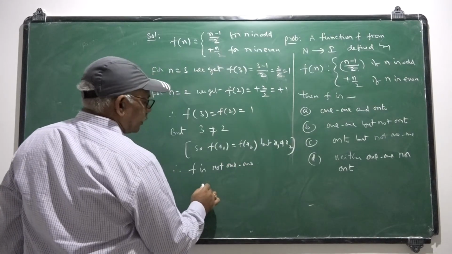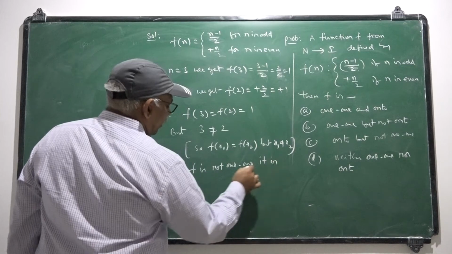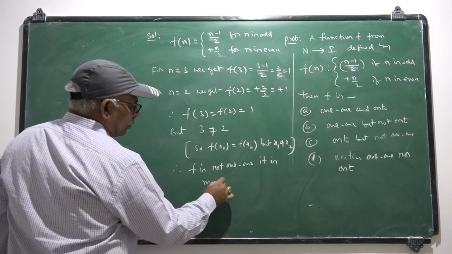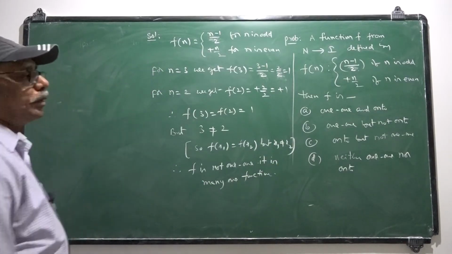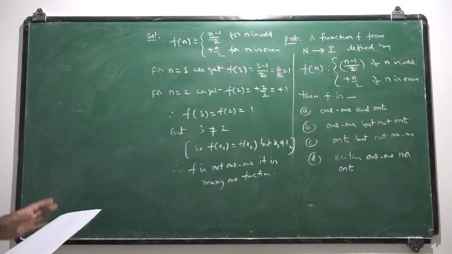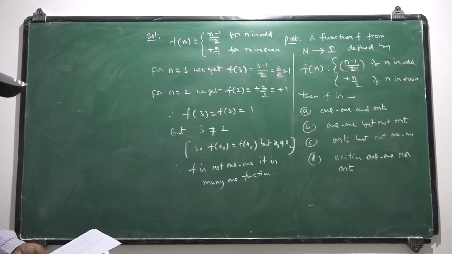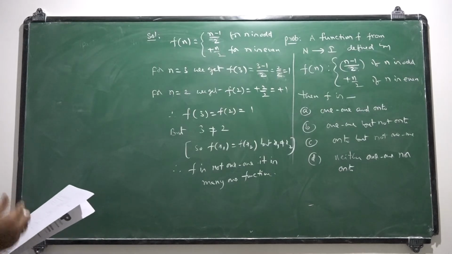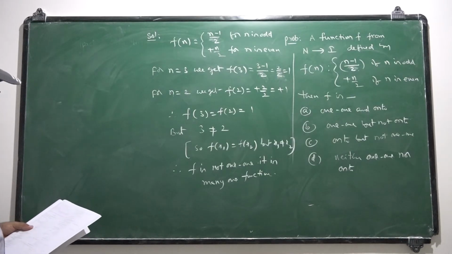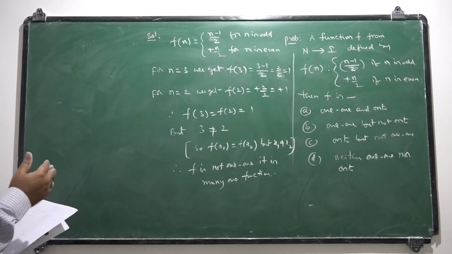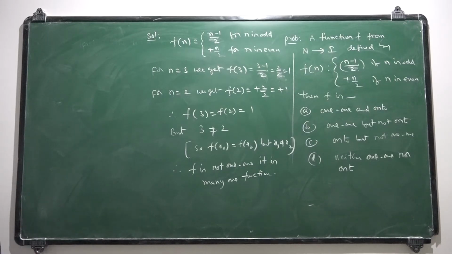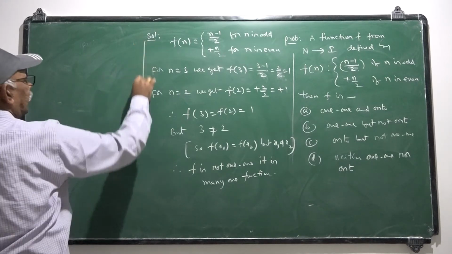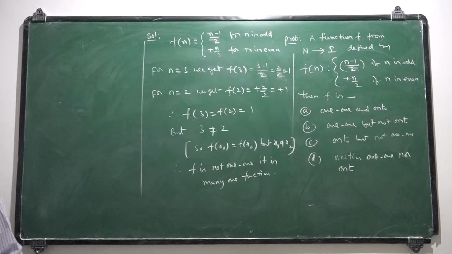It is a many-one function. Once it is not one-one, it is a many-one function. F of n is n minus 1 by 2, n is odd, n by 2, n is even. Now coming to the onto nature of the function here.